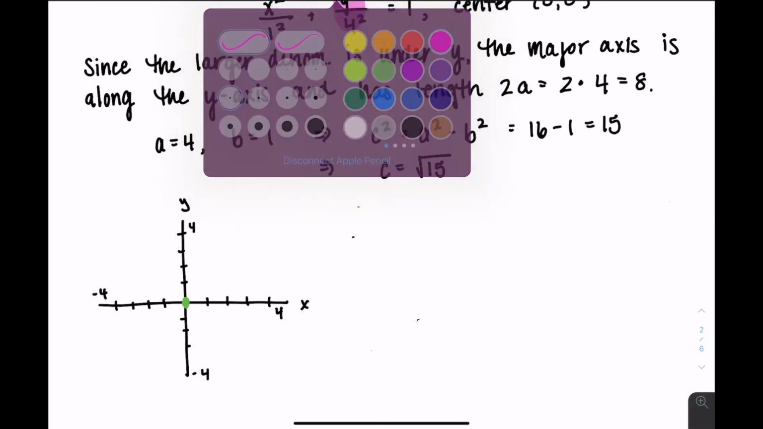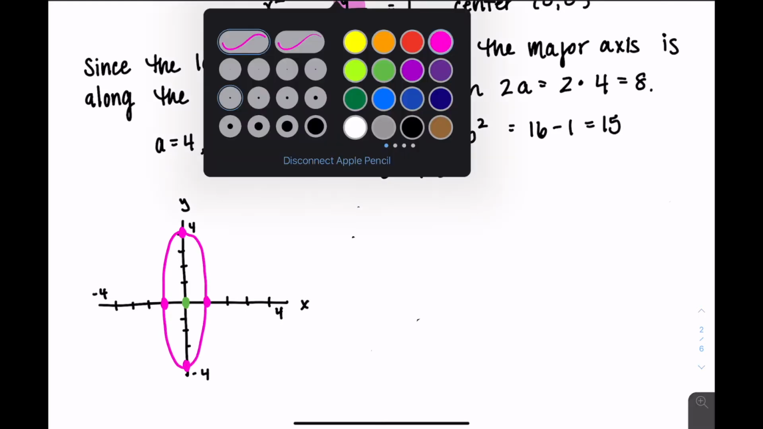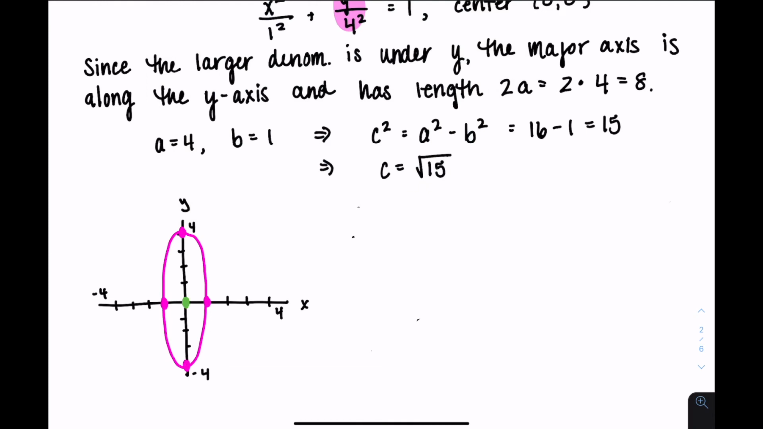Now my y has a 4 underneath it, so I'm going to go up and down a distance of 4. And then my x has a 1 underneath it, so I go left and right a distance of 1. And then I'm going to connect those dots to form my ellipse. My value of c is root 15, so if I want to find those foci from the center, I'd go up and down a distance of root 15, which is a little less than 4. So it's around here. So this will be a distance of root 15, and same thing, you go down a distance of root 15.